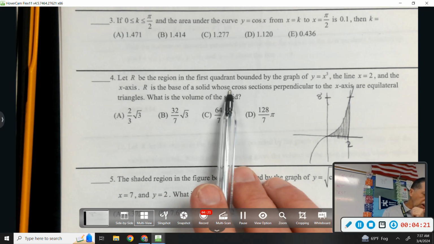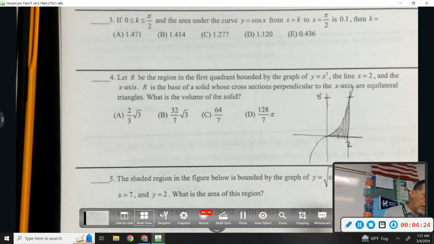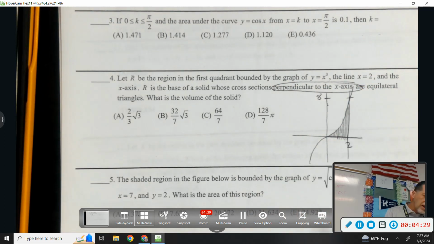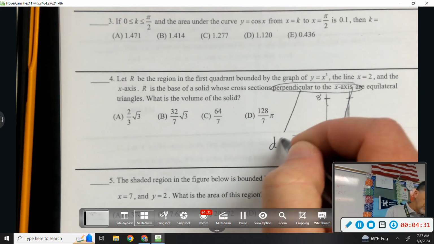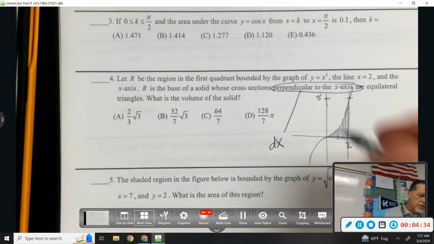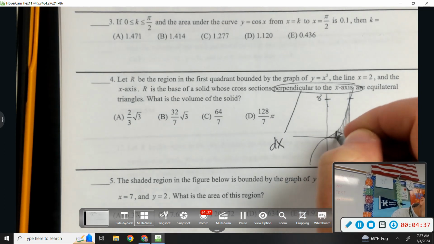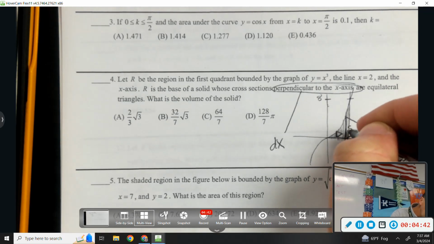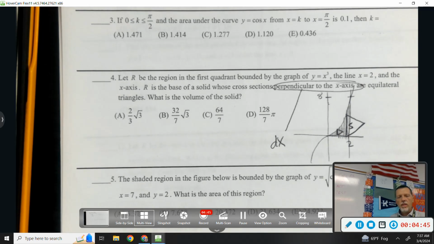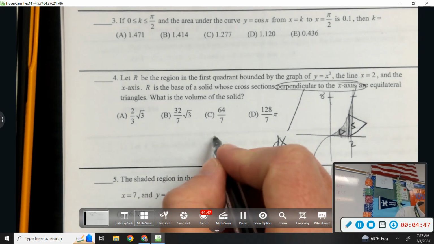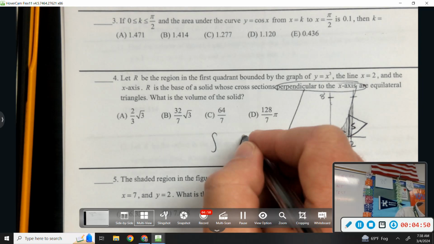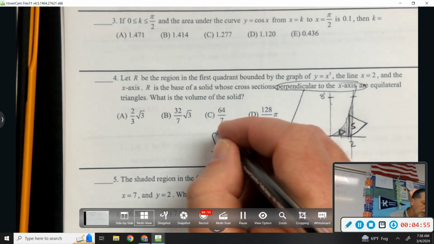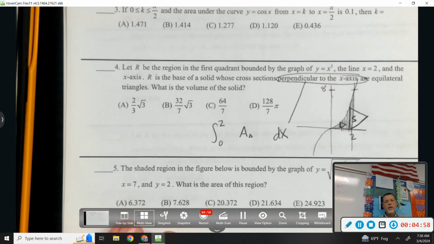X equals 2, x-axis, y equals x cubed. R is the base of a solid whose cross-sections, okay, so we're going to have shapes coming up out of the page, perpendicular to the x-axis, so that means dx, are equilateral triangles. So coming up out of the page are these equilateral triangles. So we need to add up all of the equilateral triangles. The limits are easy because it's 0 to 2. I don't have to do any intersections or anything crazy there.